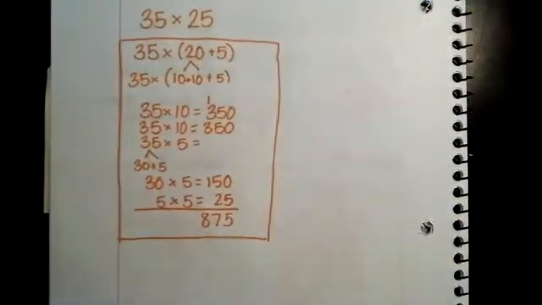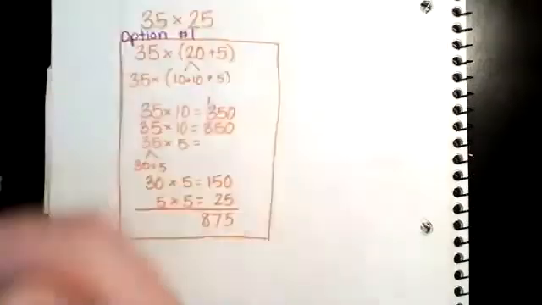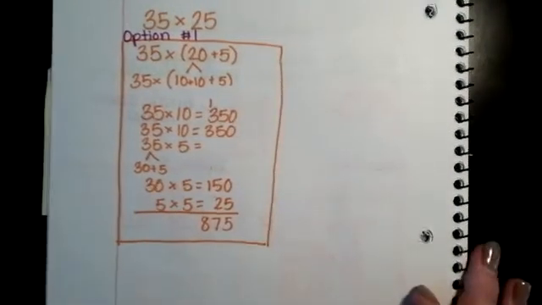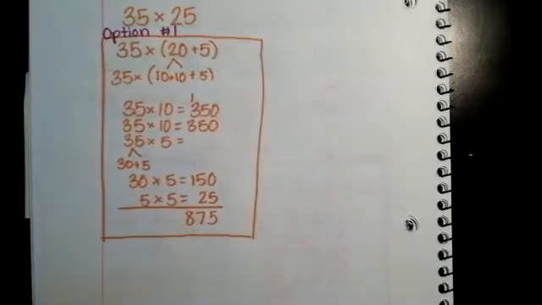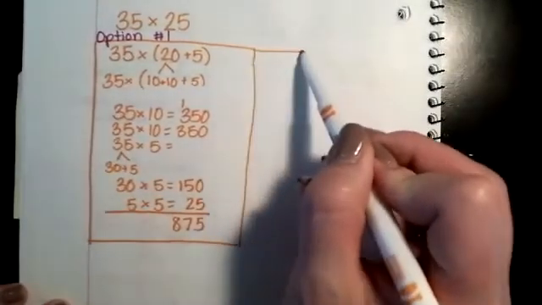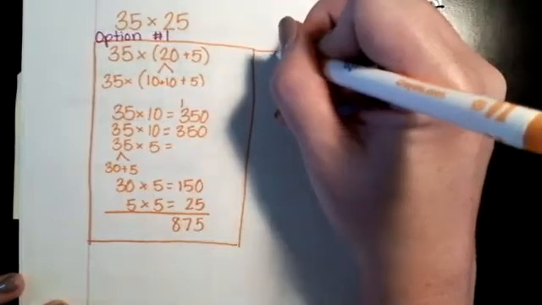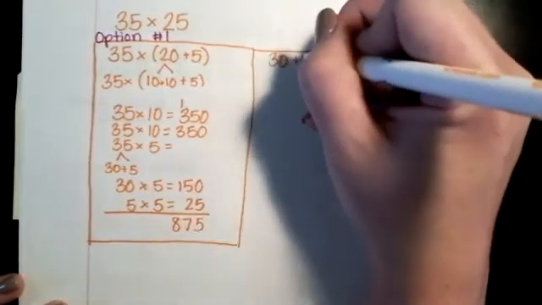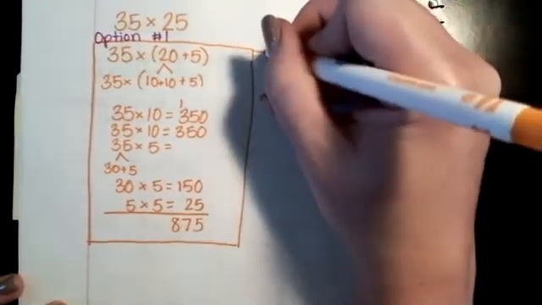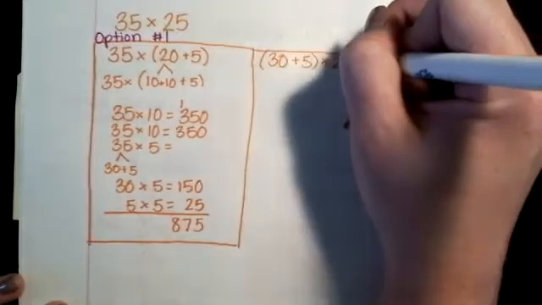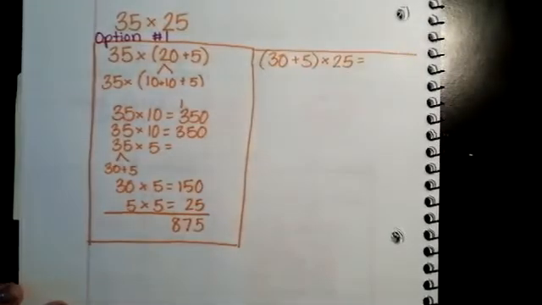Okay, so my option number 1 for that problem was break apart the 25. Okay, now I'm going to do it a different way. I'm going to break apart the 35. So 35, I know, is 30 plus 5 times 25. Okay, now let's see what I can do here.